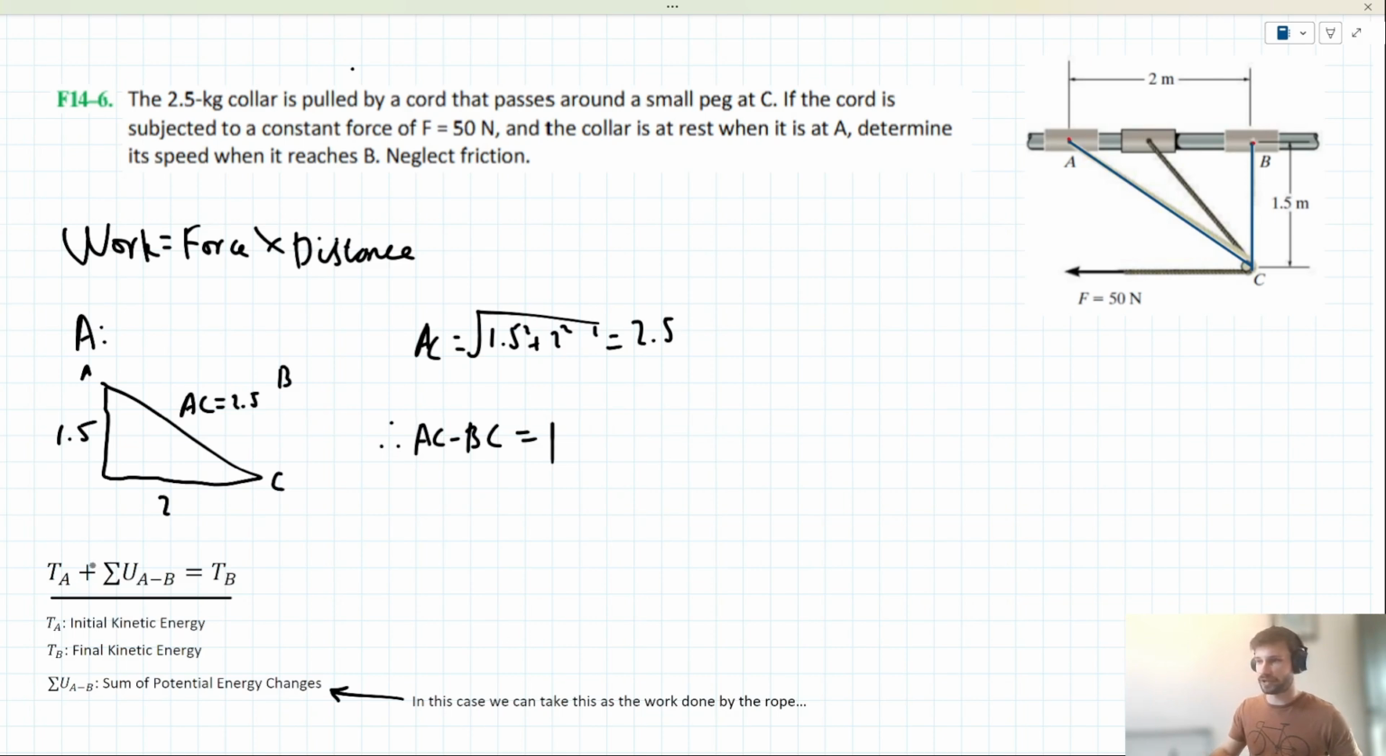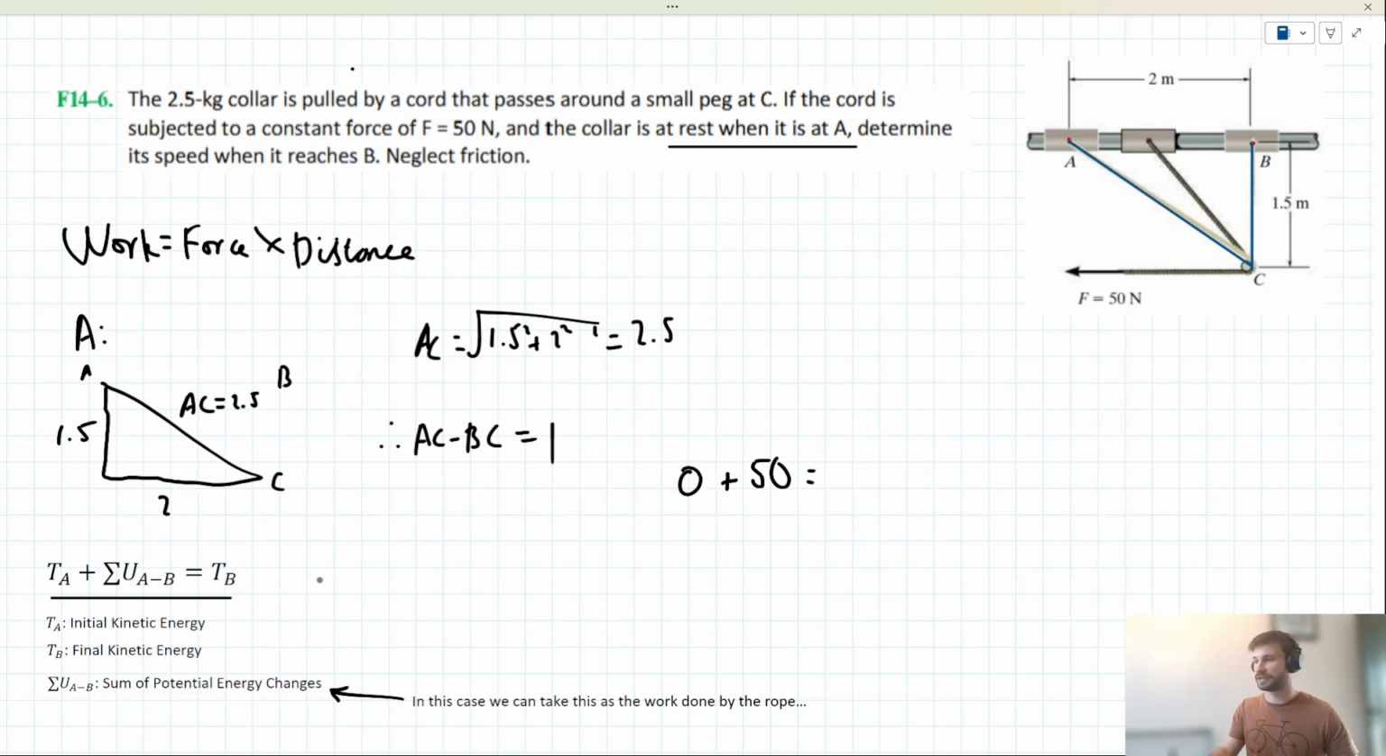We can go ahead then and use this idea that we have here. So what's our initial kinetic energy? Well, evidently it's 0, since the question points out that the collar is at rest at point A. So our T_A can take a value of 0. This term here describes the work done by the rope. So it's going to be the force times the distance, which is going to be 50 times 1. Let's just call it 50.